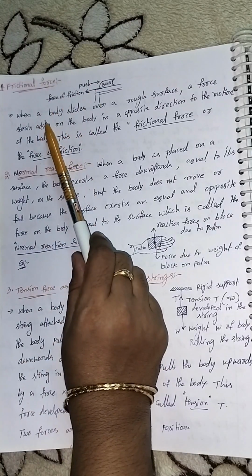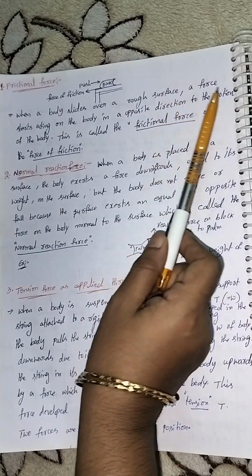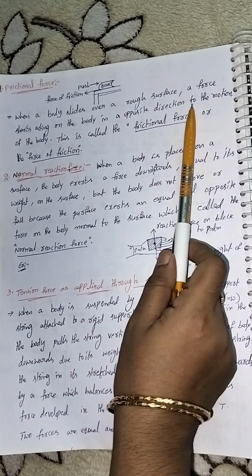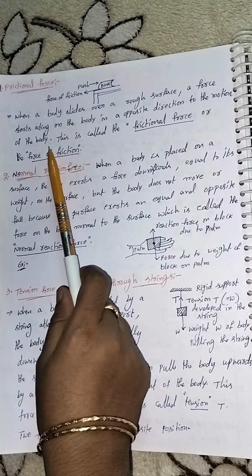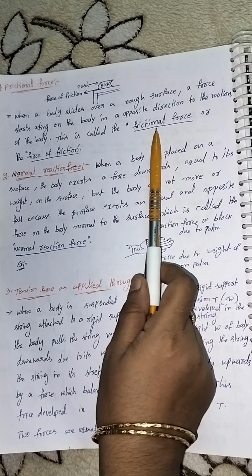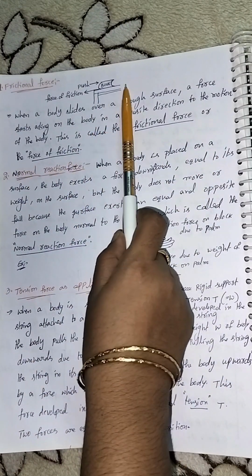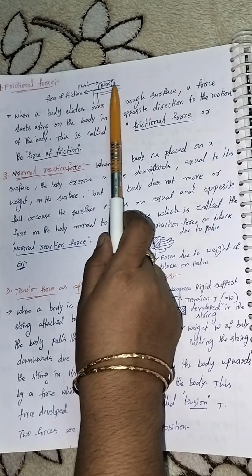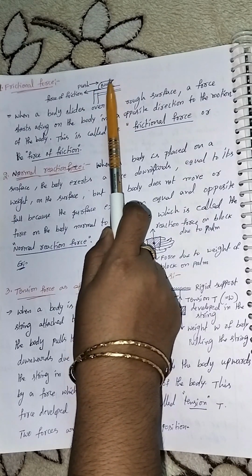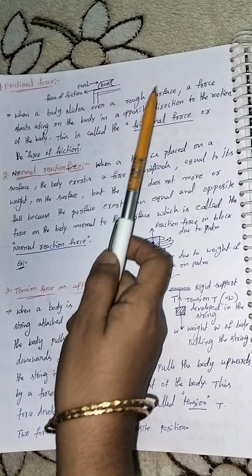Frictional force. When a body slides over a rough surface, a force starts acting on the body in the opposite direction to the motion of the body. Motion means movement. This is called the frictional force or the force of friction. For example, this is the table. We keep a book on the table. So we push the book in this direction, and the force is in the opposite direction.